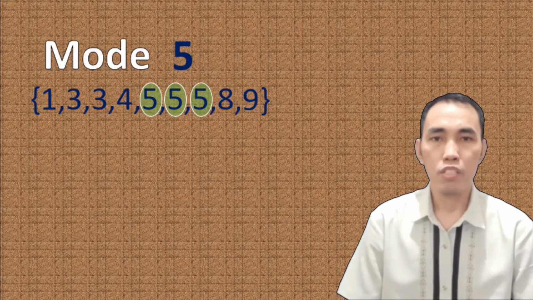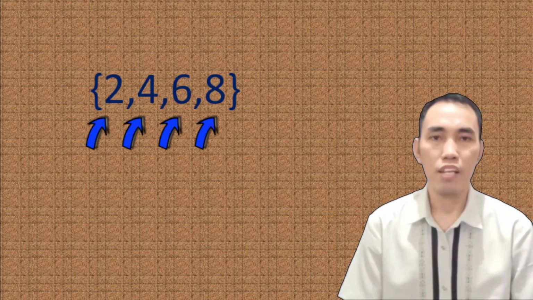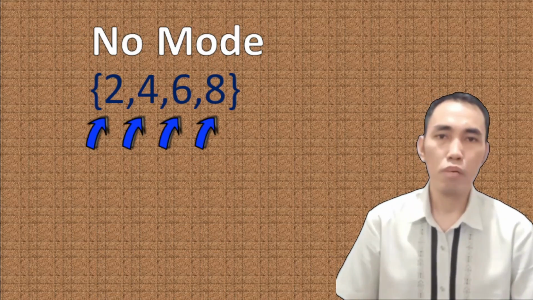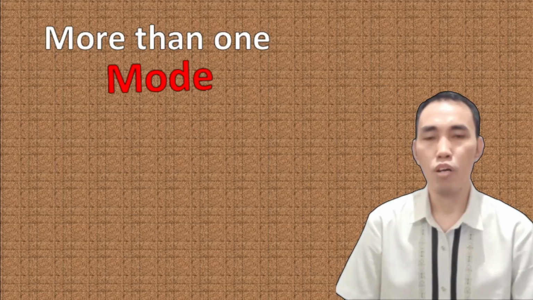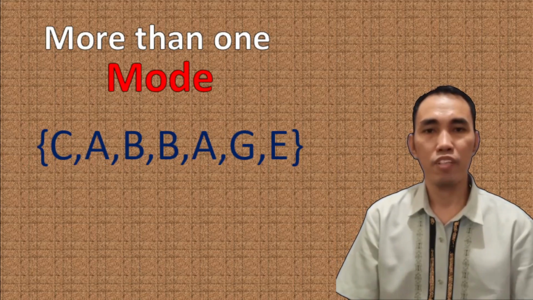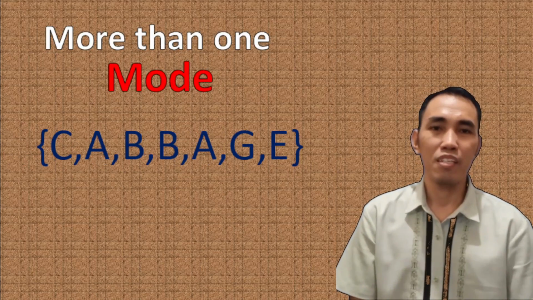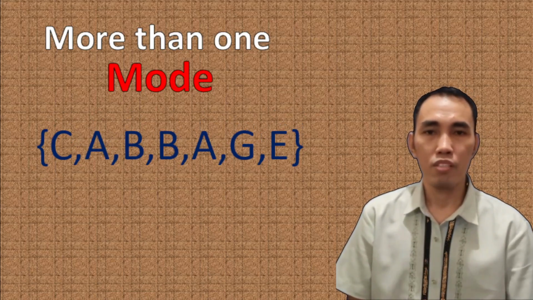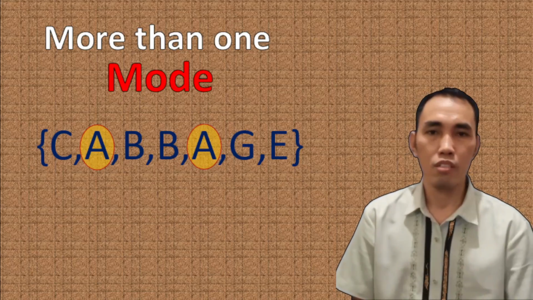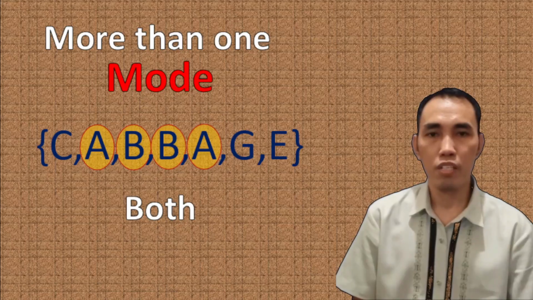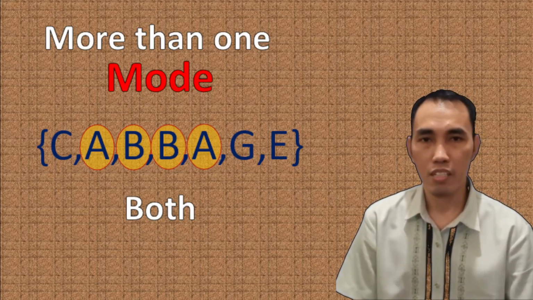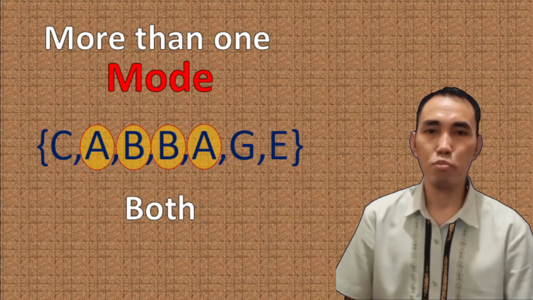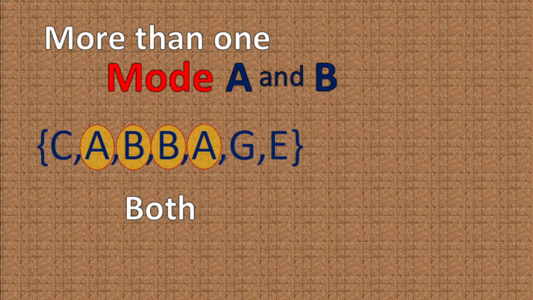The mode is the number that's repeated most often. If each member in a dataset occurs only once, it has no mode. But it's also possible for a dataset to have more than one mode. Here's an example of a dataset like that. In this set, we have the letters of the word cabbage. The letter A is repeated twice, but so is the letter B. That means both of them are entitled to be the mode of the dataset. This set has two modes, A and B.